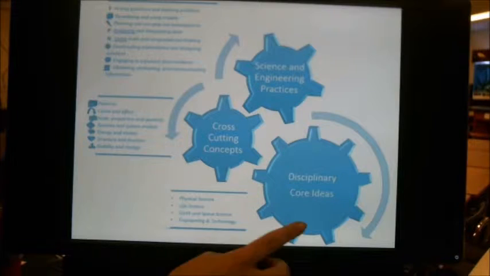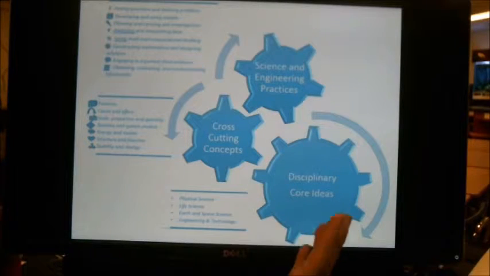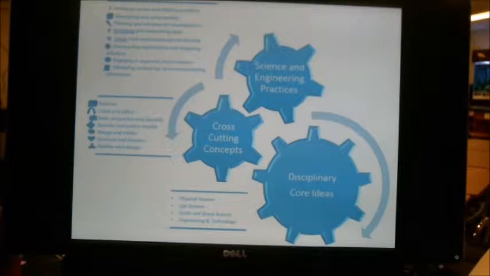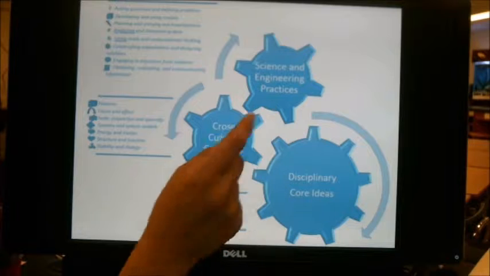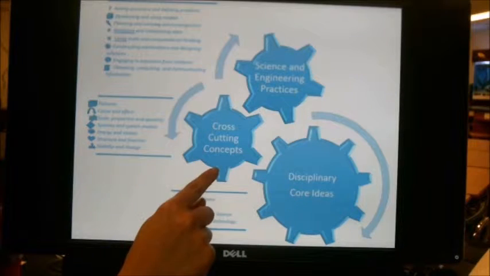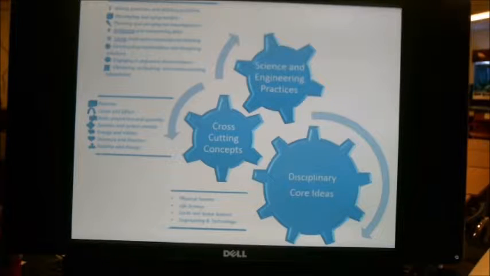The typical part that we normally think of are the disciplinary core ideas, and those are the typical content standards that we've had before in standards. The two pieces that Next Generation Science Standards added were the cross-cutting concepts and the science and engineering practices. The cross-cutting concepts include things that you will see across all fields of science and even other fields like patterns, cause and effect, systems and system models, structure and function, things like that.